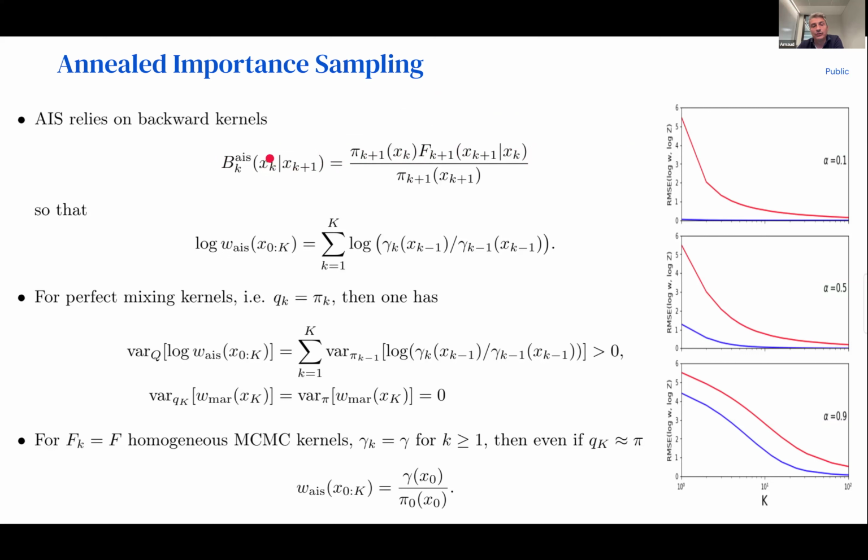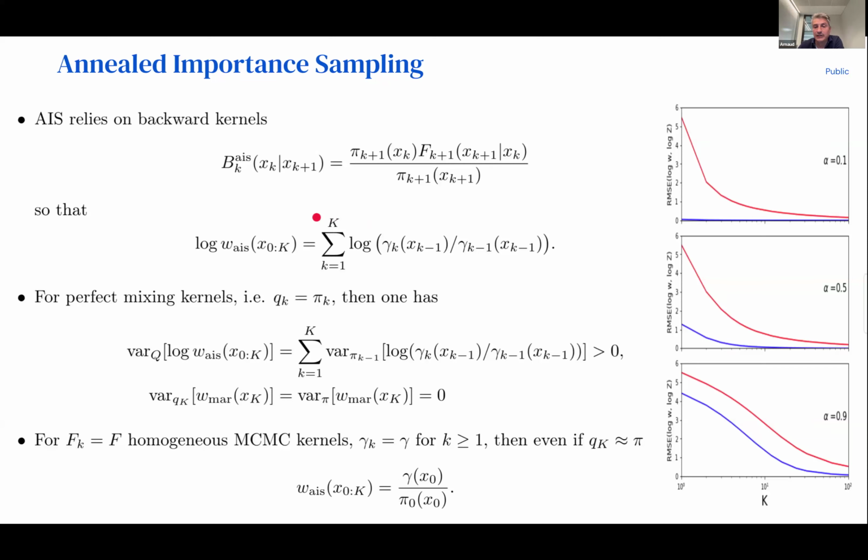This thing is nice because when you plug that into the expression of your extended importance weight, which is, remember, gamma, the unnormalized extended target distribution, over Q, the expression of the log weight is very, very simple and is given by this expression here. This is really annealed importance sampling, also known as the Jarzynski-Crooks identity in physics. Most people in the audience are very familiar with this kind of scheme.